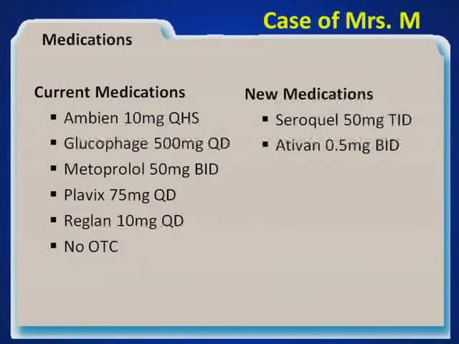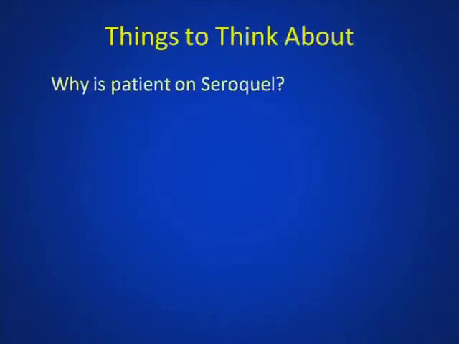In the case of Mrs. M, we see that she is taking currently Ambien, glucophage, metoprolol, Plavix, and Reglan, and that she is on no over-the-counter medications. Medications that were added in the hospital include Seroquel, 50 milligrams 3 times a day, and Ativan, 0.5 milligrams twice a day. The first question we encounter with regard to the case of Mrs. M is, why is she on Seroquel? Let's take a moment to think about this.